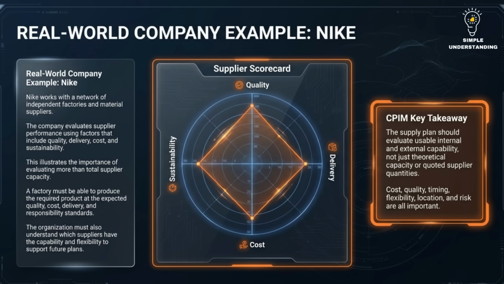CPIM key takeaway: the supply plan should evaluate usable internal and external capability, not just theoretical capacity or quoted supplier quantities. Cost, quality, timing, flexibility, location, and risk are all important.